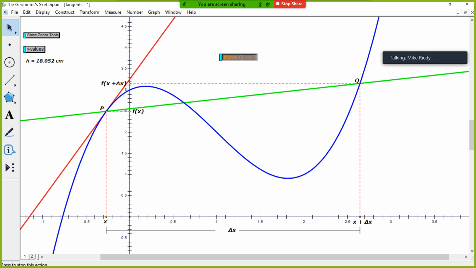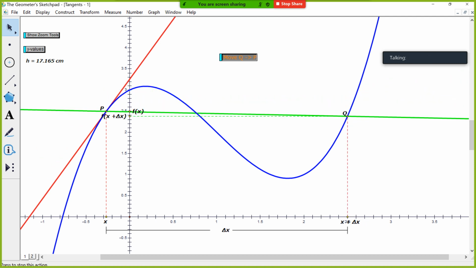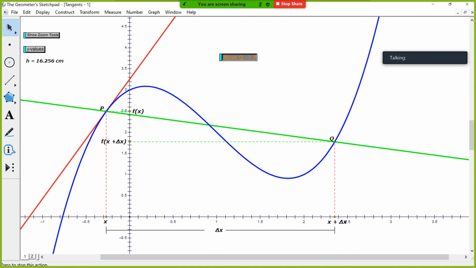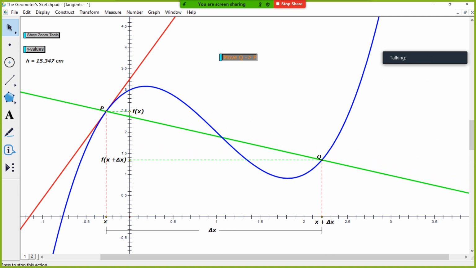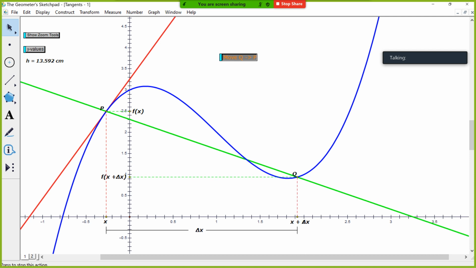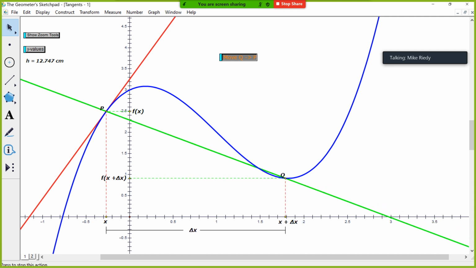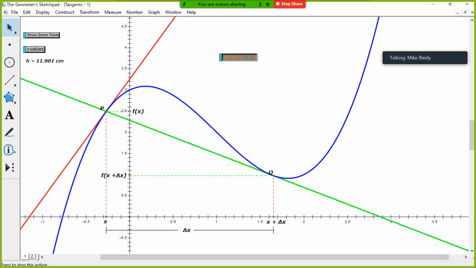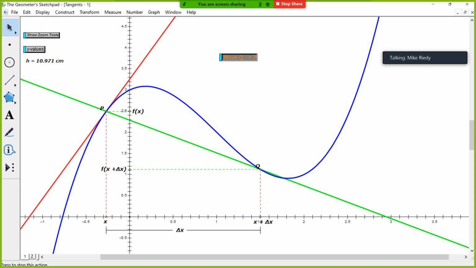By the way, this takes a lot longer than I thought it would, so we'll just watch this happen. Yeah, look, delta X is changing. The Y value is changing. Slope's changing.